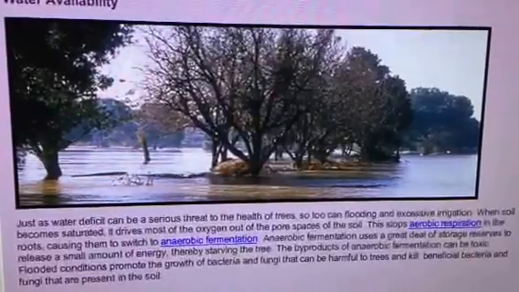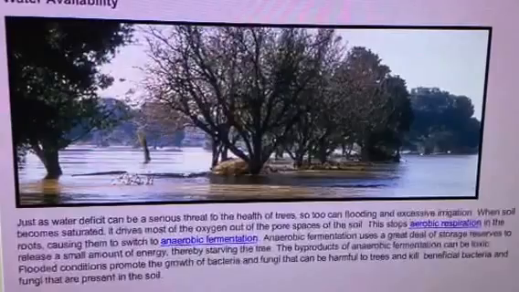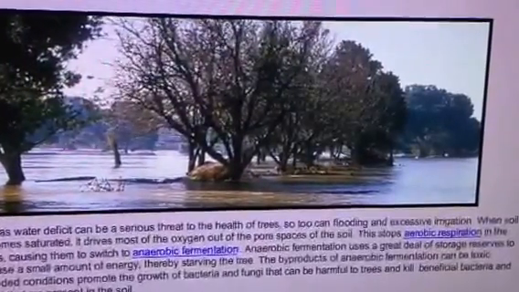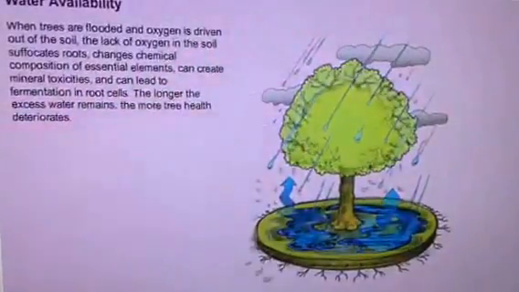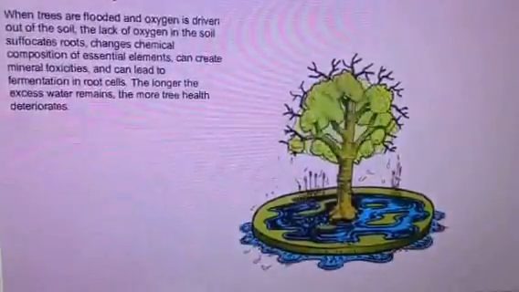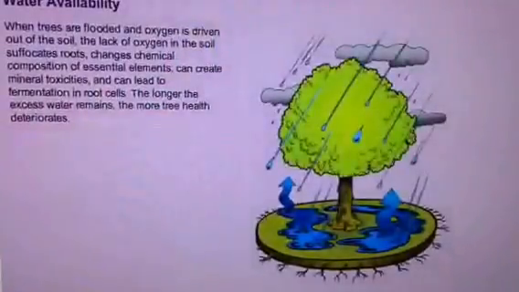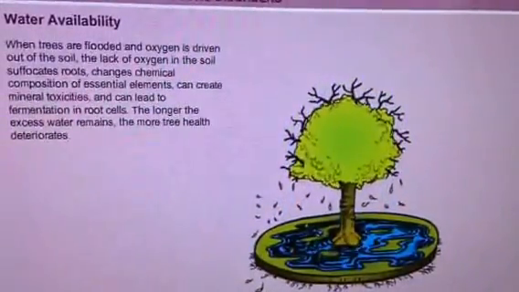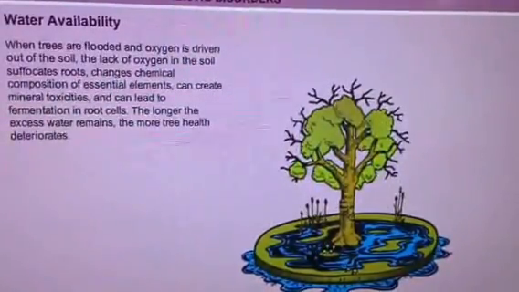Flooded conditions promote the growth of bacteria and fungi that can be harmful to trees and kill beneficial bacteria and fungi that are present in the soil. When trees are flooded and oxygen is driven out of the soil, the lack of oxygen suffocates roots, changes the chemical composition of essential elements, can create mineral toxicities, and can lead to fermentation in root cells. The longer the excess water remains, the more tree health deteriorates.